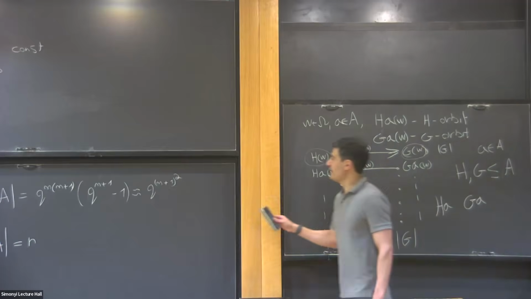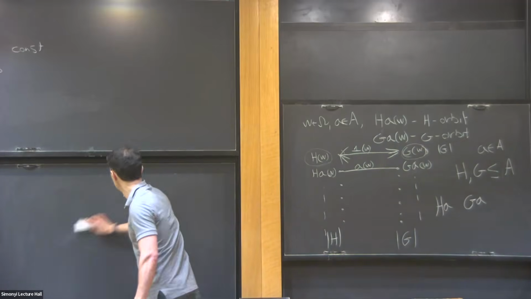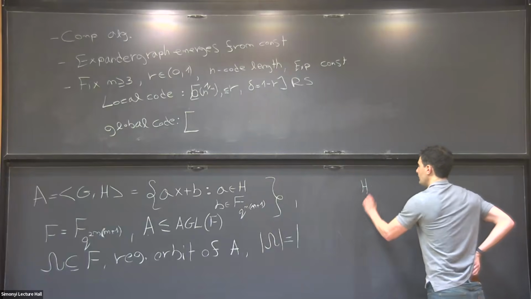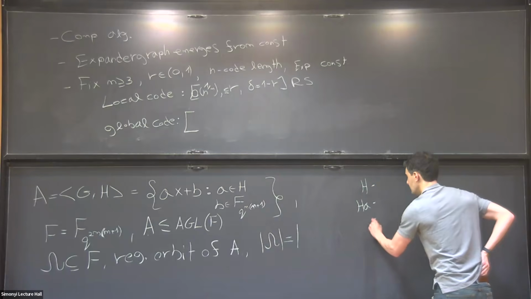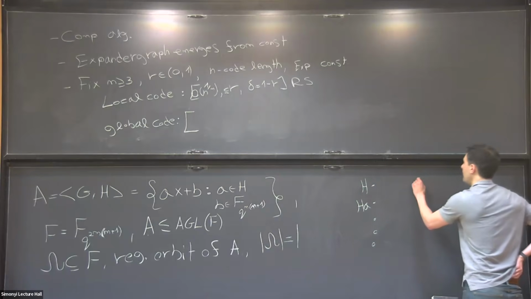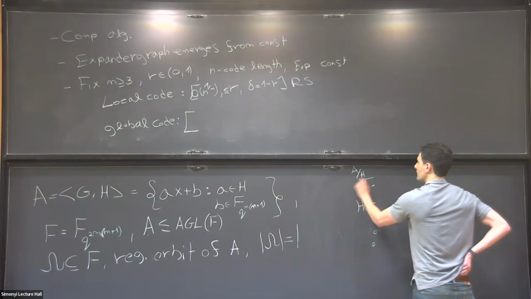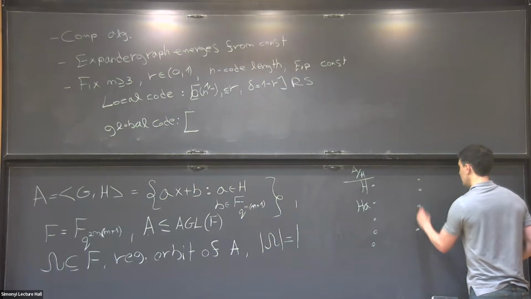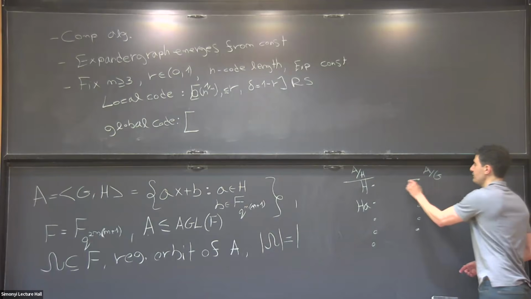So what I can define is the coset graph. What is the coset graph? It's just the vertices are right cosets of H. These are the vertices. And on the right side, these are right cosets of G. These are the vertices.